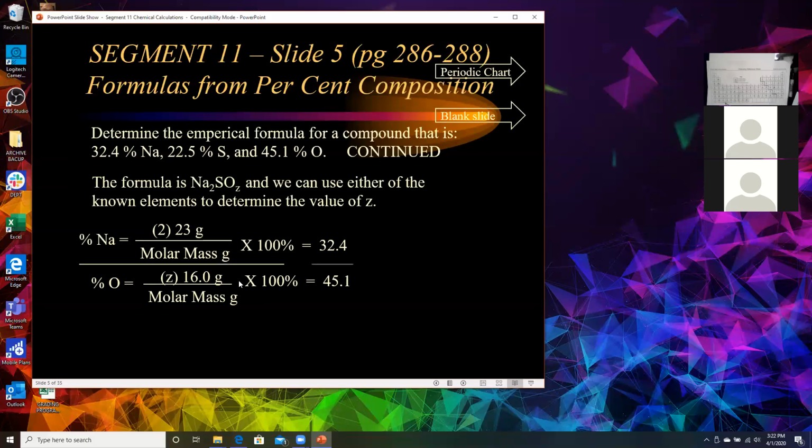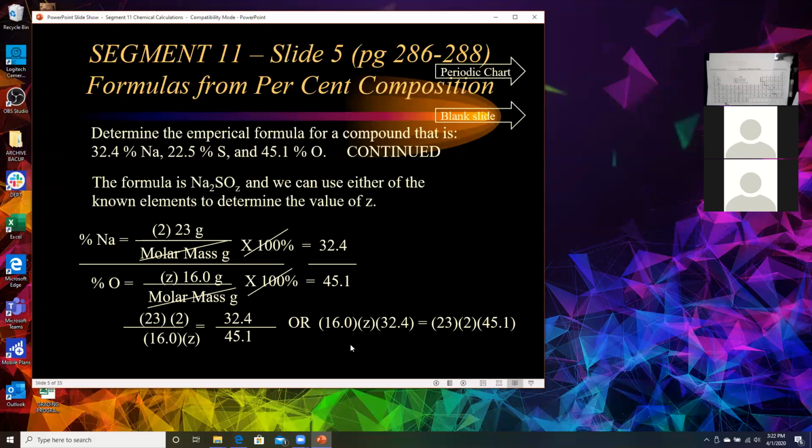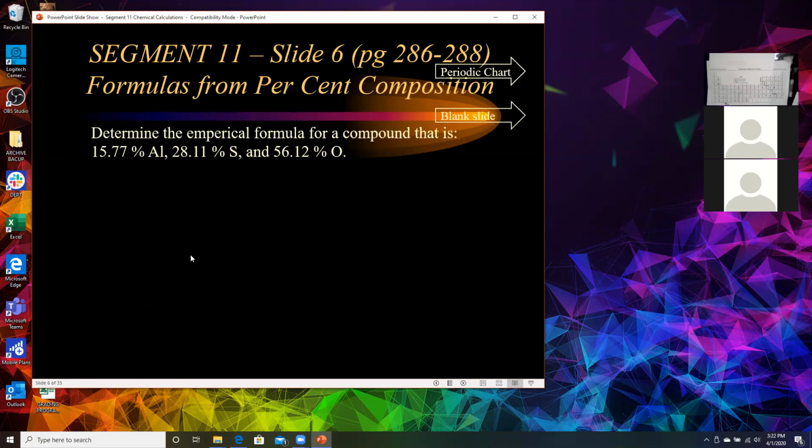Now, divide these two out. When you do that, of course, molar mass cancels, 100% cancel. We get 2 times 23 divided by 16 times Z is 32.4 times 45.1. I can cross multiply. Now this time I can solve for Z. So I take these numbers and divide by these numbers. So if I do that, I come out with 4. So my formula for my compound is Na2SO4.